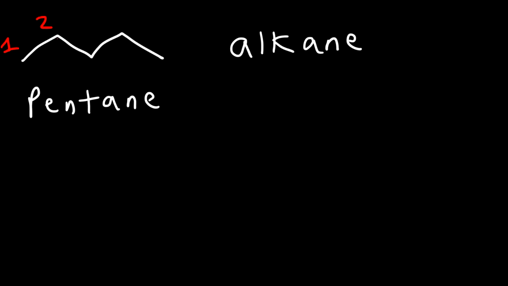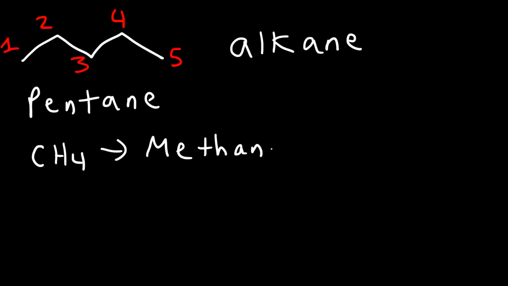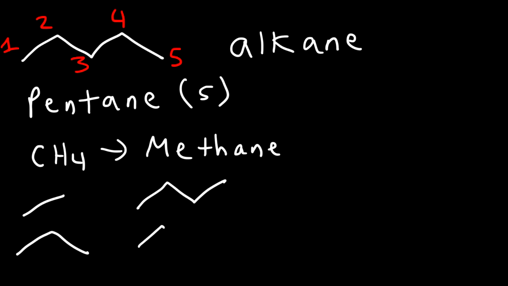1, 2, 3, 4, 5. Remember, methane has 1 carbon, so this is methane. Ethane has 2 carbons. Propane has 3. Butane has 4. Pentane has 5. Hexane has 6. Heptane has 7 carbons. Octane has 8. Nonane has 9. And decane has 10.